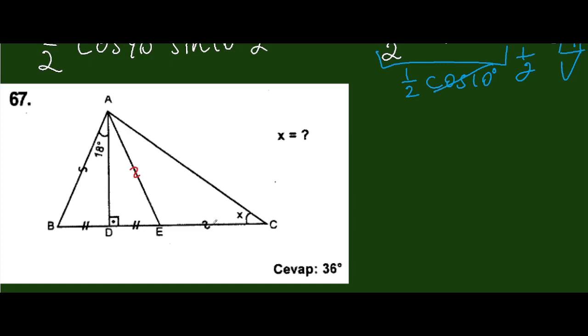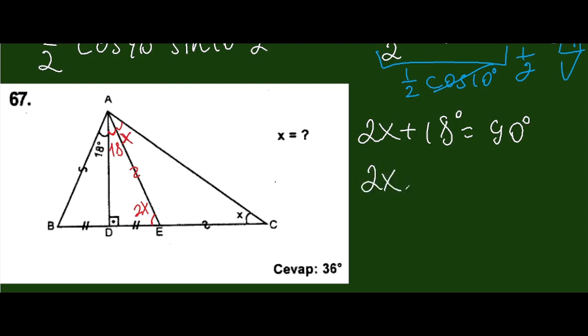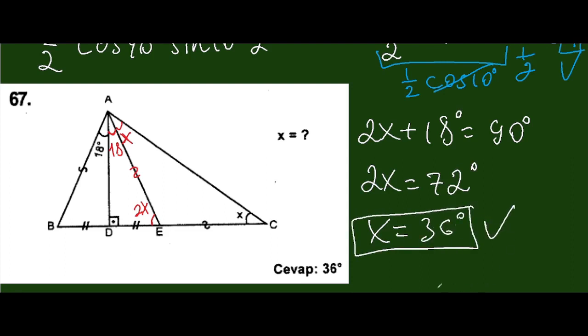So in this case, EC and AE will also be equal, and this angle will be x here. And from the exterior angle theorem, we know that this will be 2x. And we know that AD will be a bisector of the angle BAE, so this angle will be 18 degrees. And here we know that 2x plus 18 degrees has to give us 90 degrees. So here 2x will be equal to 72 degrees. Here x will be equal to 36 degrees, which is the correct answer.